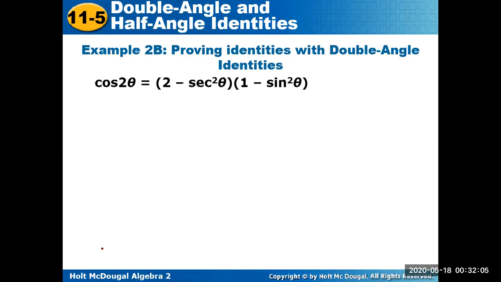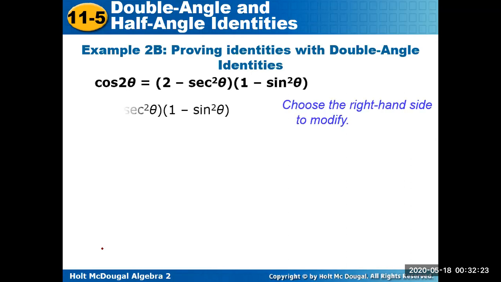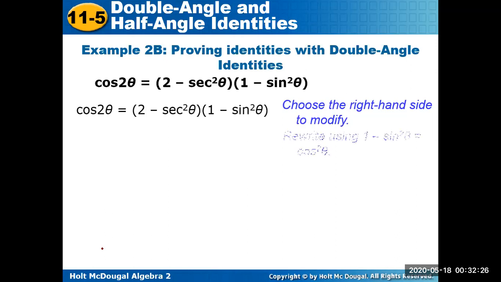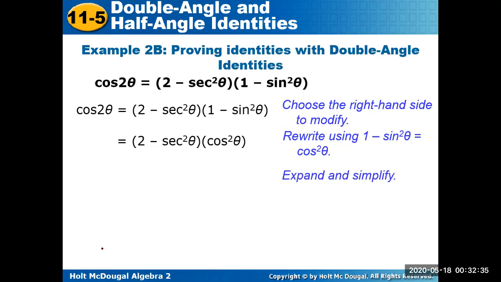Now another example, let's take 2 minus sec square theta times 1 minus sine square theta. Again we'll start solving the RHS. We can write the 1 minus sine square theta again as cosine square theta. Then we can open the bracket. This is a two-step process that I did here.